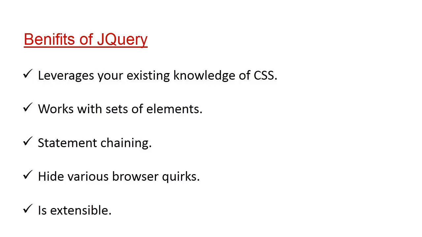In fact, many times you won't even realize that you are writing code that just by default works across sets of elements. jQuery also allows you to perform multiple operations on a set of elements with just one line of code, and this is a very powerful feature known as statement chaining. It really simplifies the way that you work with JavaScript and elements in the page, and it's one of jQuery's best features.